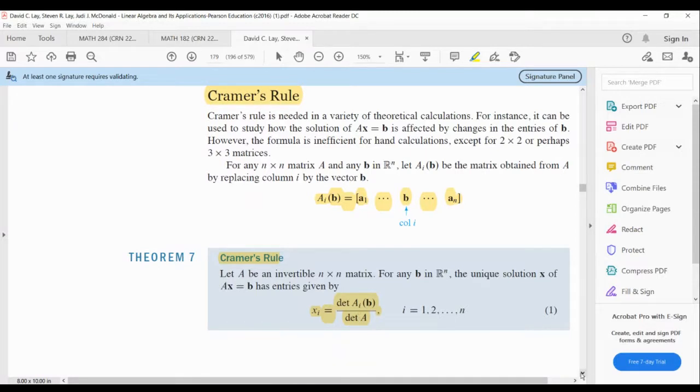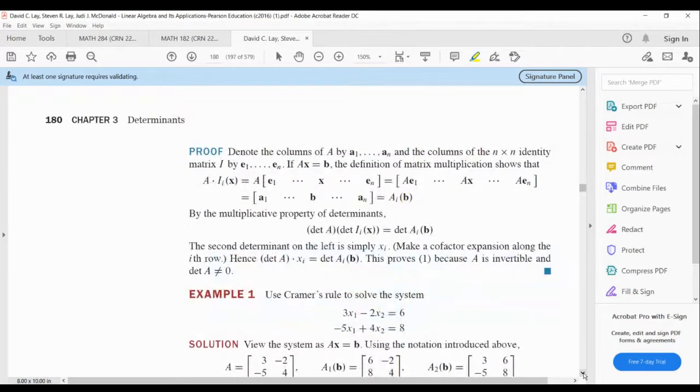Okay, and the question is, first you might want to ask, well, how did we get this? How do we get this? Well, let's look at the proof. The proof's on the next page. It's not hard to show. What you do is, of course, as you know, the columns of the matrix A we denote by the vectors A1 through AN. And the columns of the identity matrix I sub n can be denoted by the vectors E1 through En.